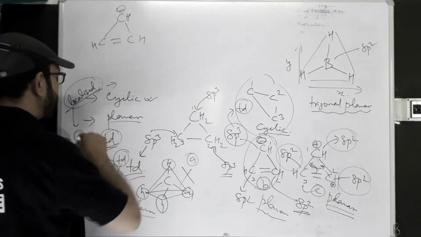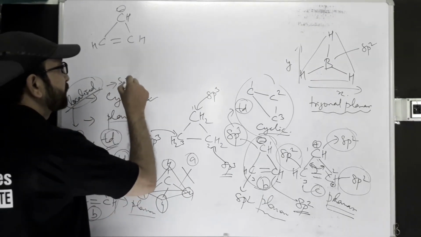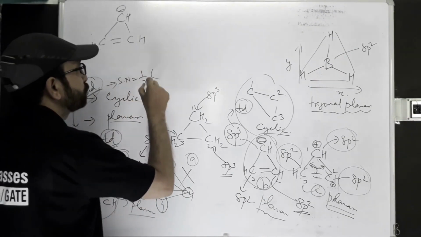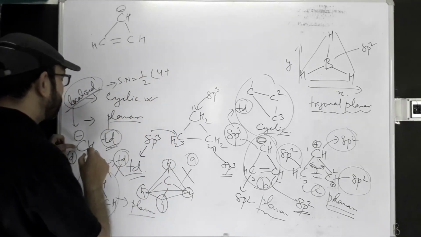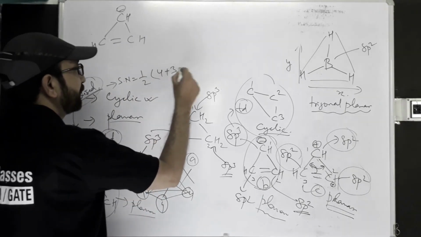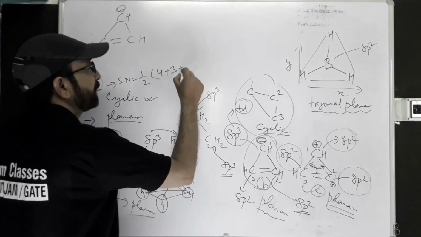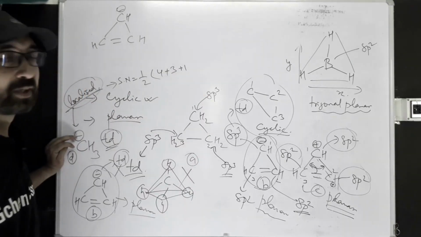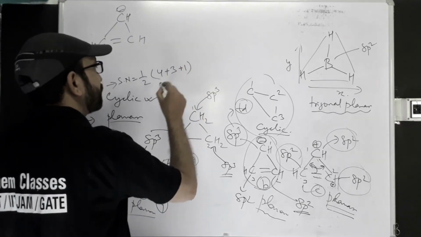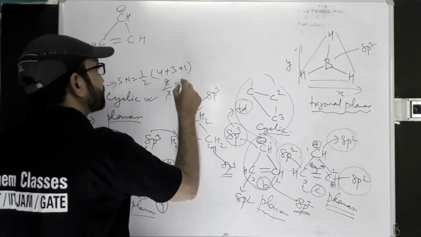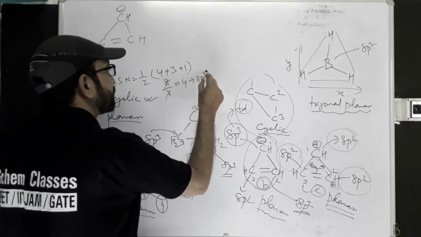How do you find it? We know that for hybridization we calculate the steric number, that is 1 by 2 of the valence electrons. How many valence electrons are there? Carbon has 4. How many monovalent atoms are there? 3 hydrogens. If it is negative, we add 1; if it is positive, we subtract. So 4, 3, 7 and 1, 8. 8 by 2 comes to 4. 4 means it is sp3.